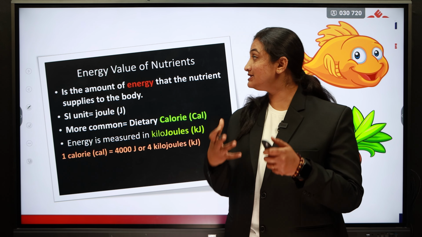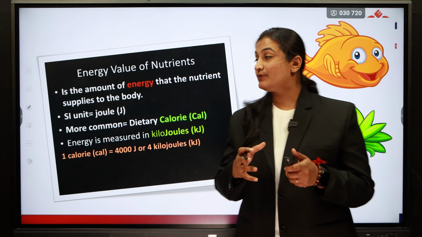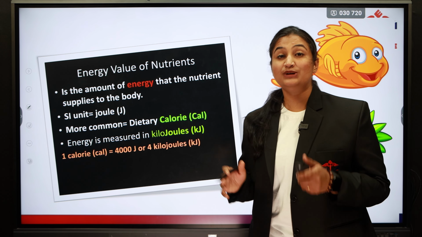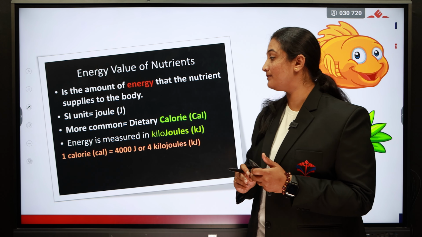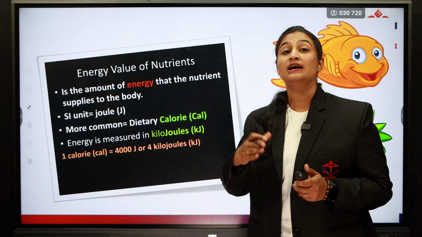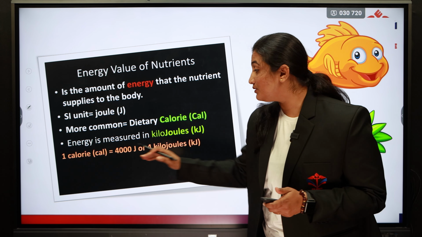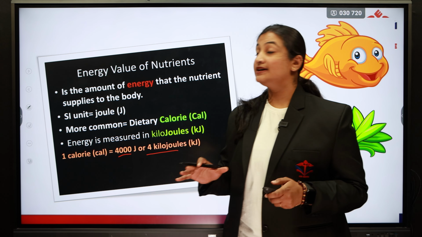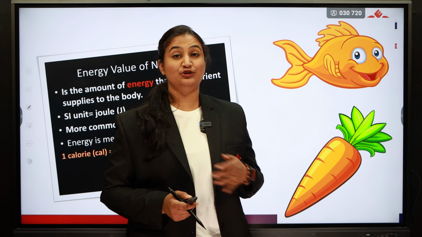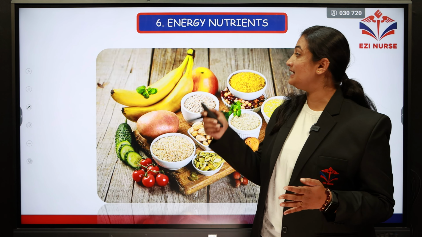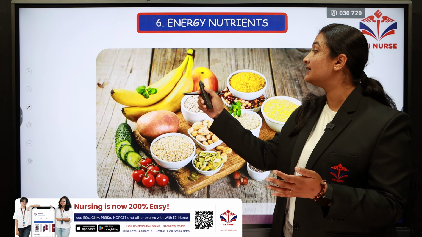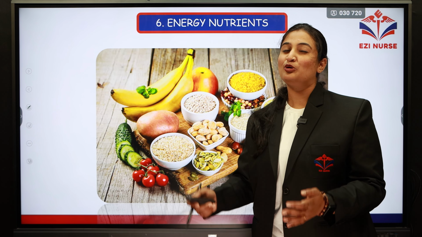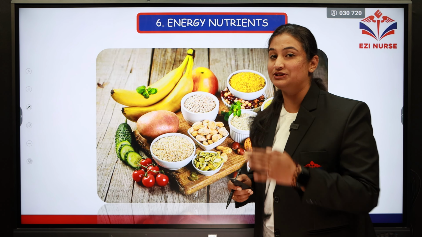Next, let's quickly move on. What is the energy value of nutrients? It is the amount of energy that the nutrient supplies to the body. The SI unit is the joule, and kilojoules are also used. So 1 calorie is 4.2 joules, about 4 kilojoules. That is the energy value of nutrients. We have to have nutritious food like banana, apple, nuts, all the grainy items, green leafy vegetables, spinach. All those things give energy nutrients to our body.